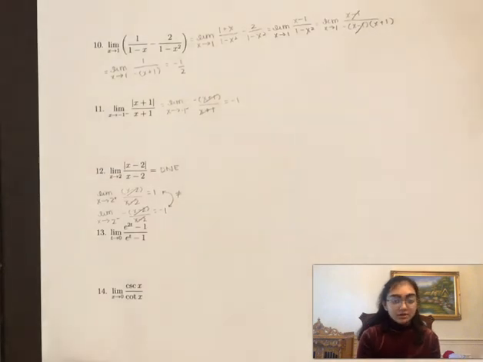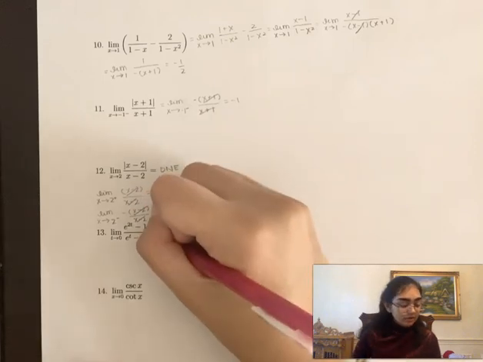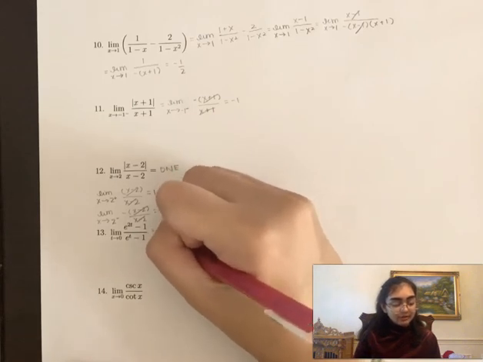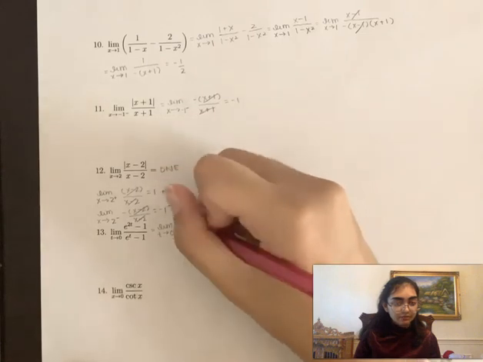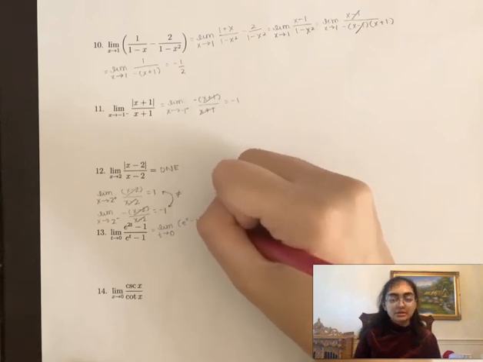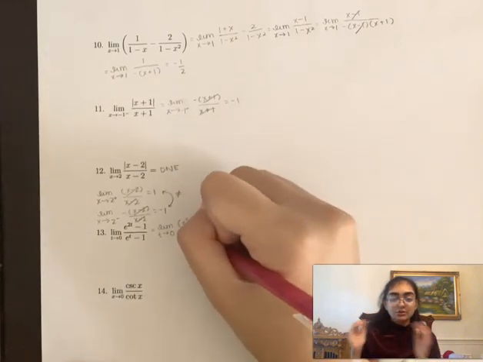Okay, number 13 looks a little bit complicated, but what you have to do is recognize that e to the 2t is equal to, in parentheses, e to the t, squared. So we can factor this as e to the t minus 1 times e to the t plus 1. Again, e to the 2t is equal to e to the t, all of that squared.